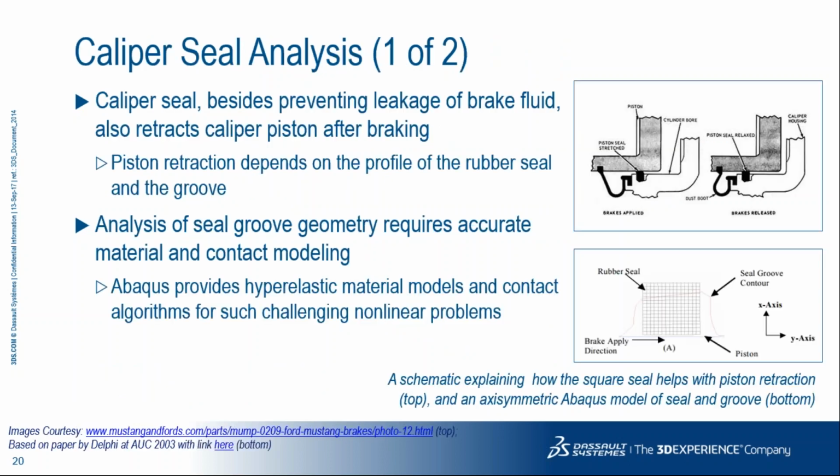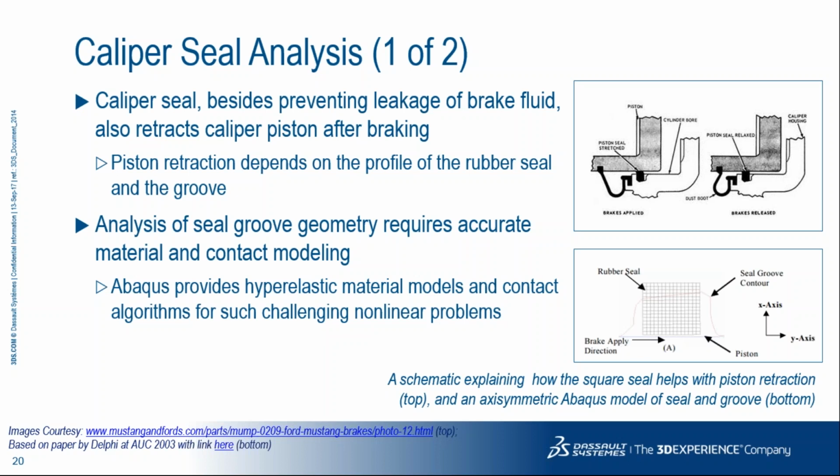And this slide will explain how the caliper seal, besides preventing leakage of the brake fluid, also retracts the caliper piston after braking. The piston retraction depends on the profile of the rubber seal and the groove. The seal is usually square in cross section, and hence sometimes referred to as a squill seal. We are going to discuss this in the following slides.